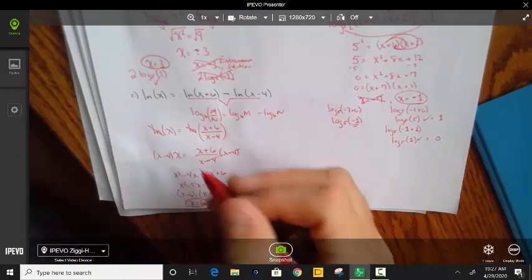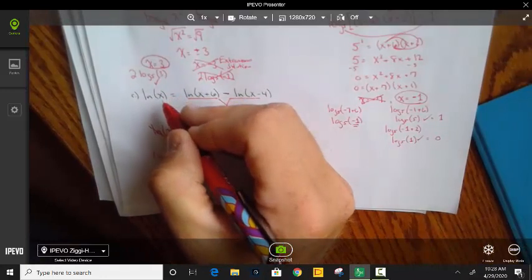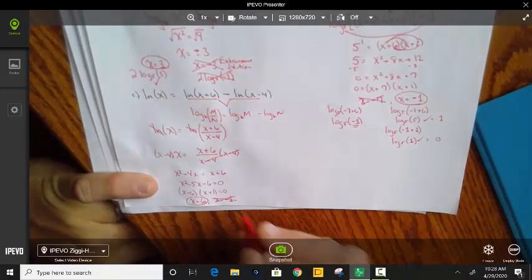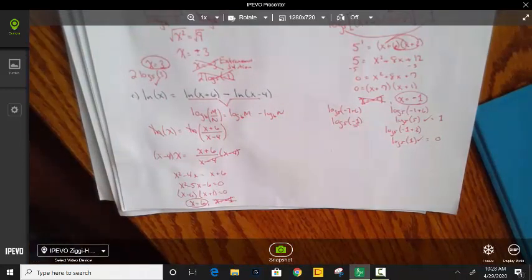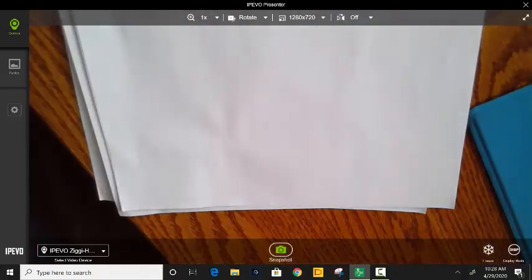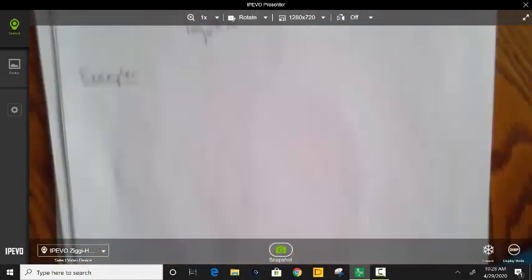If I plug negative 1 in, that's going to be immediately natural log of negative 1, which can't happen. So negative 1 gets thrown out of the mix in this case, and the only answer to that problem is positive 6. And guys, that's the extent of the logarithmic equations for this class. The second part of the video is going to be exponential equations.